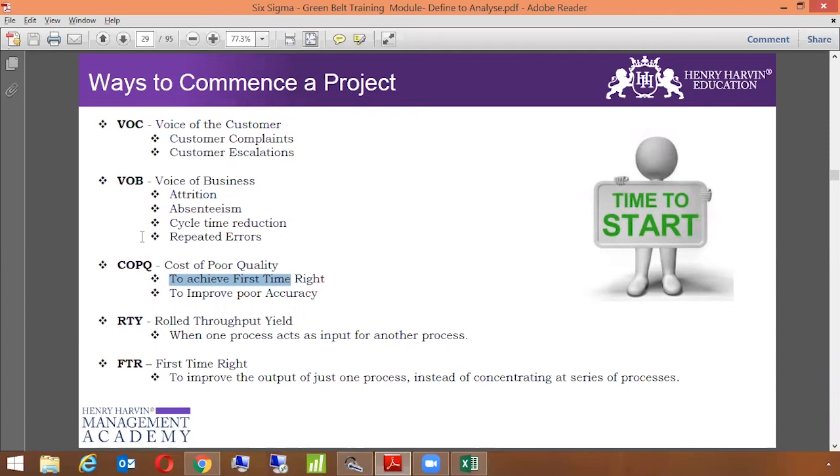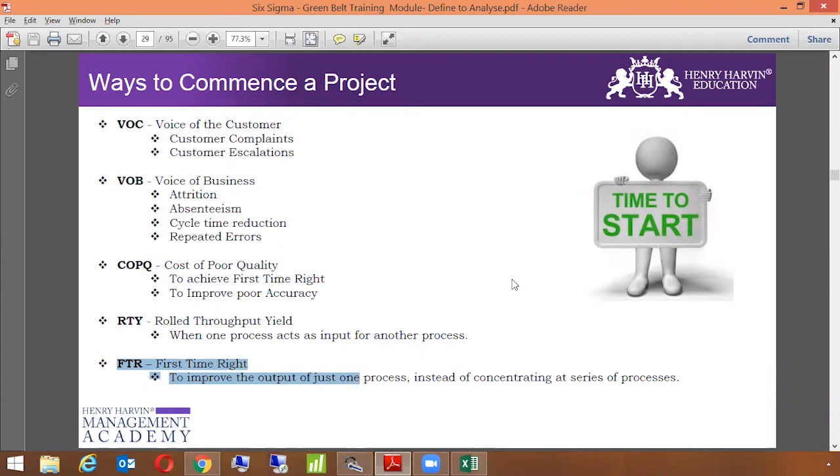rolled throughput yield. And last but not the least, which is first time right, which is to improve the output of just one process instead of concentrating on a series of processes. This focuses on the idea that if I work on this one particular process, my entire value chain will improve. So these are the trigger points which help us to commence a Six Sigma project.